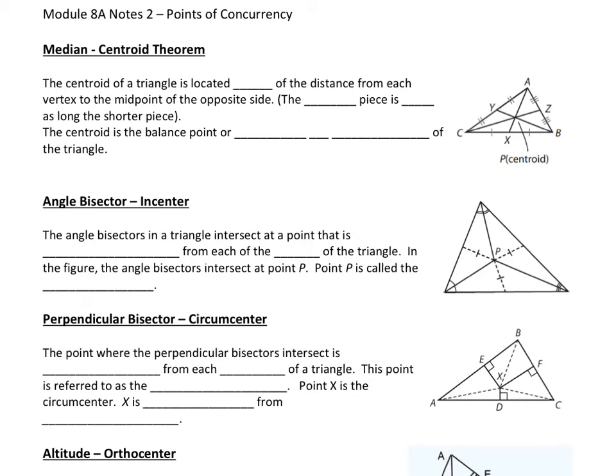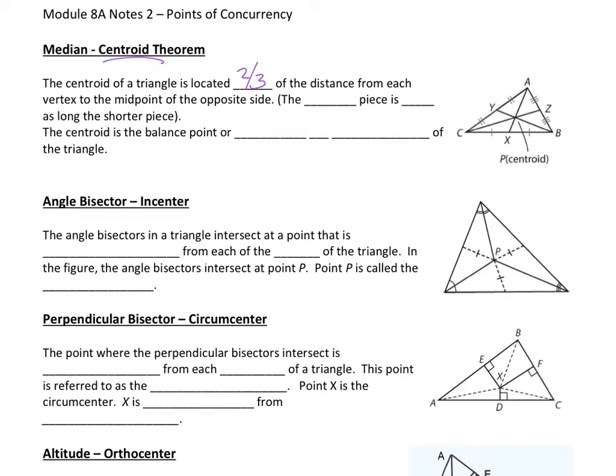In notes number 2, we are going to talk about the points of concurrency. So where all of our special segments are intersecting inside our triangle, what the name of that point is called. With the median, this is called the centroid theorem, and the centroid of a triangle is located 2/3 of the distance from each vertex to the midpoint of the opposite side.